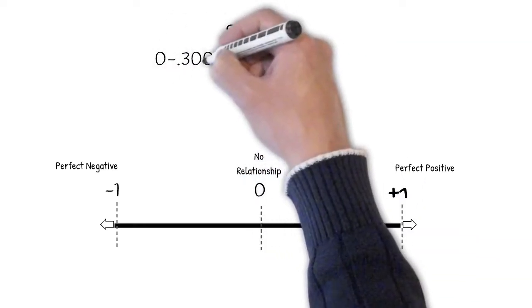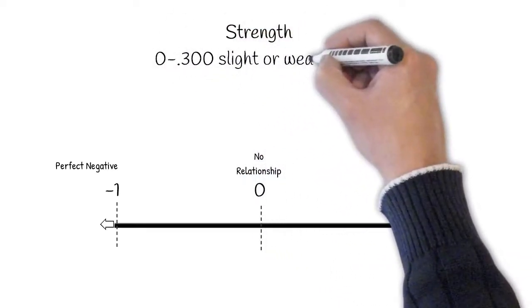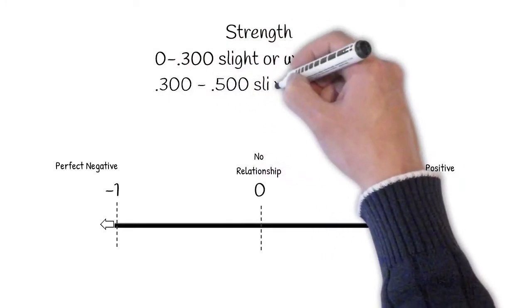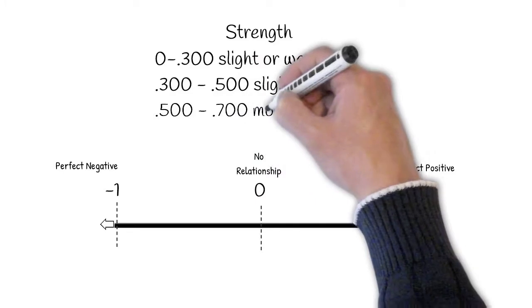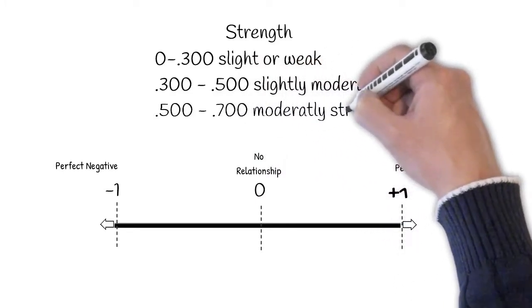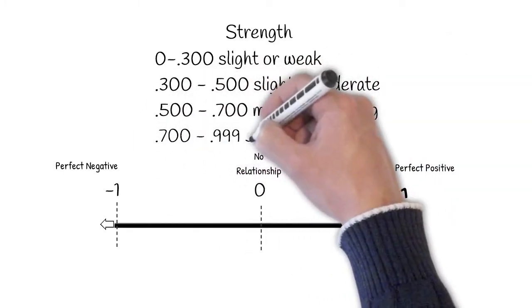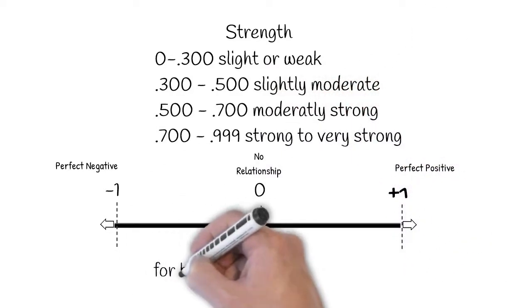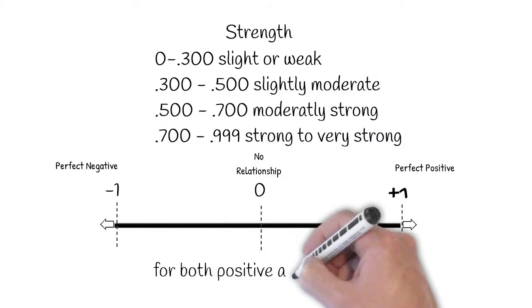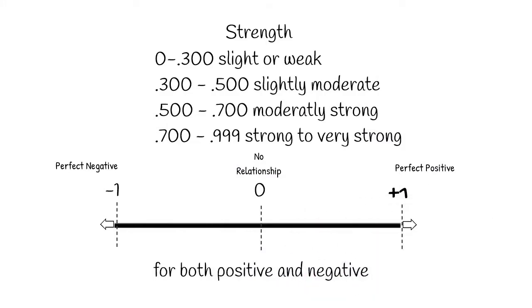The next subject is strength. 0 to 300 is slight or weak. 300 to 500, slightly moderate. 500 to 700 is moderately strong, and 700 to 999 is strong to very strong. Understanding that this is for both positive and negative, and this would be the R value.